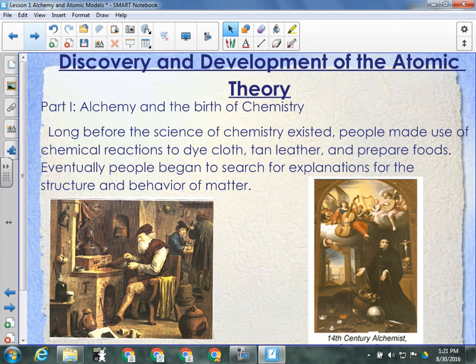Now, does that mean the alchemists didn't discover some important things? No. They discovered a lot about the behavior of matter. The problem was that they didn't do it very scientifically. They just went, oh, today I'm going to mix these things together and see what happens.